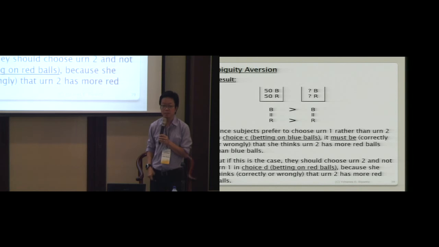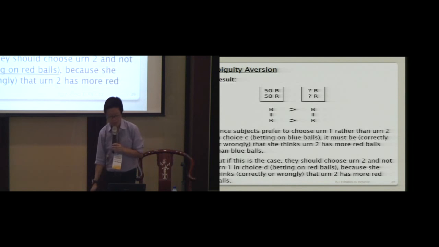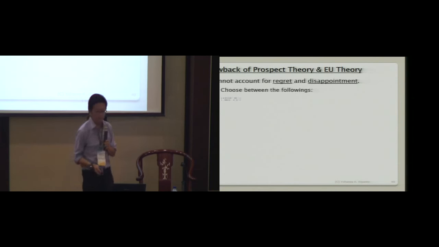These are the violations of the expected utility theory. That's because of ambiguity aversion. Something that's ambiguous, something that I'm not quite sure about, I'm going to stay away from that. Okay, so I'll stop here, and I'll give it to Jack.